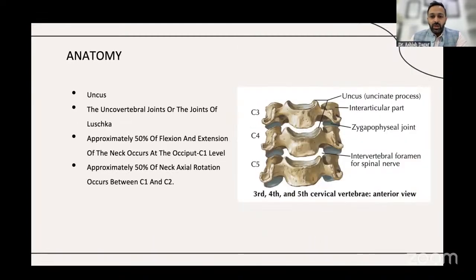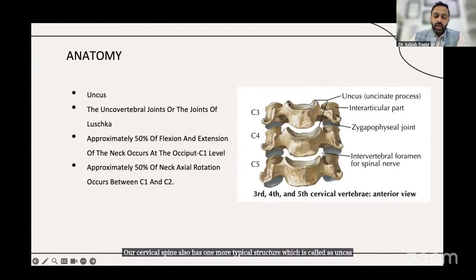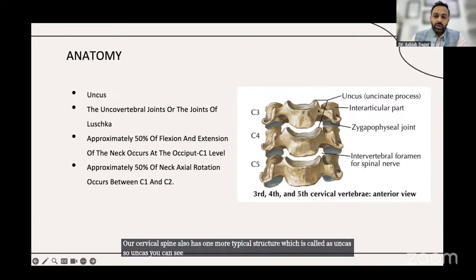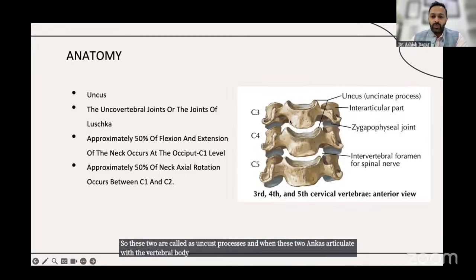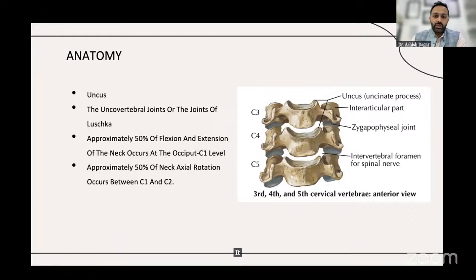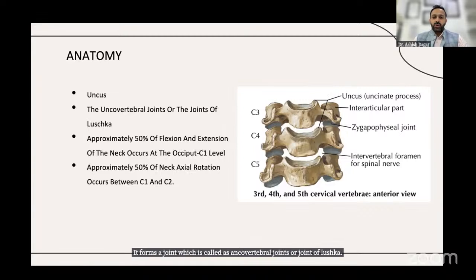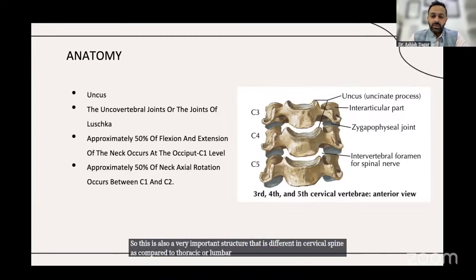Our cervical spine also has one more typical structure, which is called the uncus. You can see it is a raised portion on the lateral side when we see the spine from the front. These two are called the uncus processes. When these two uncus articulate with the vertebral body which is cranial to it, it forms a joint called the uncovertebral joint, or joint of Luschka. This is also a very important structure that is different in the cervical spine as compared to the thoracic or lumbar spine, which do not have this uncus process.